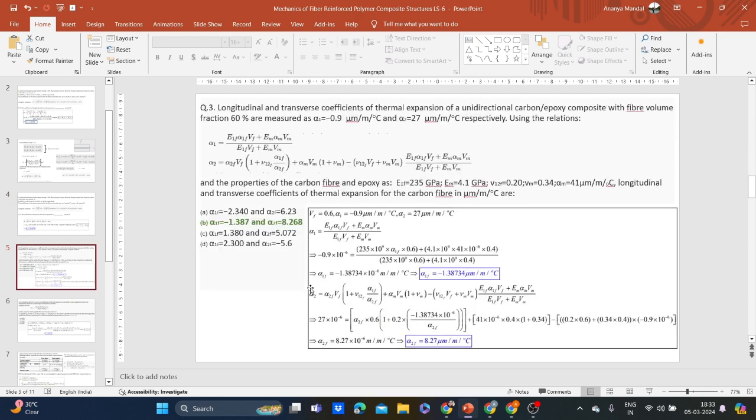But in terms of the transverse coefficient, there will be no negative values, no. In the transverse coefficient of thermal expansion it will come positive. See, in this question you can also see the alpha 1 value. Yeah, I've seen, it is also coming negative. So a negative value can come. If in your calculation you are getting negative, it's not impossible. Yeah, okay, okay.